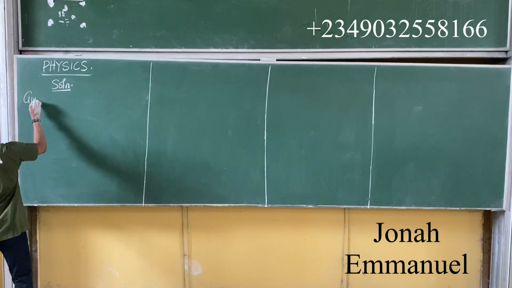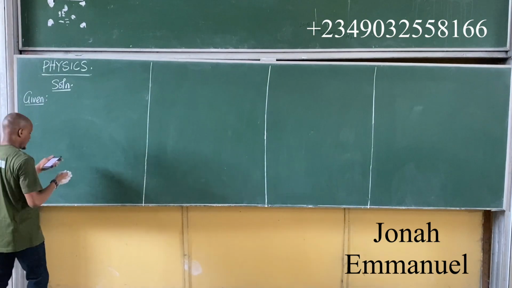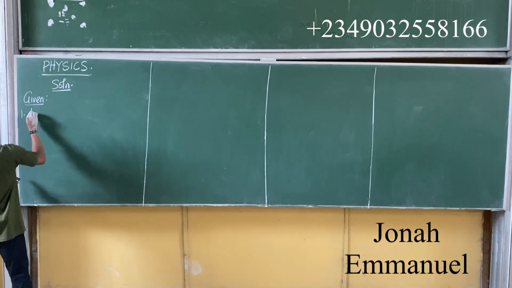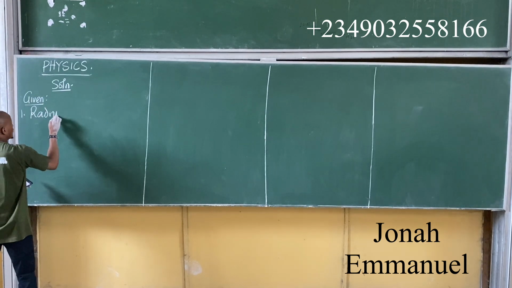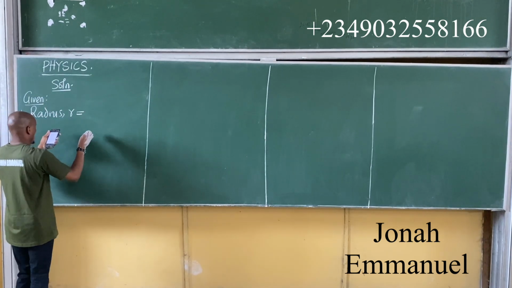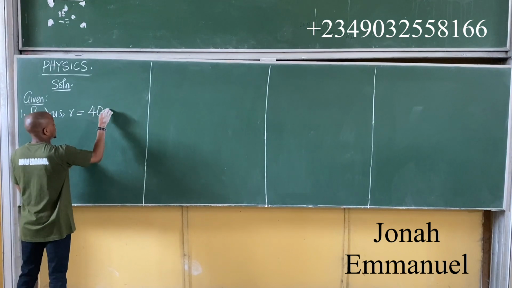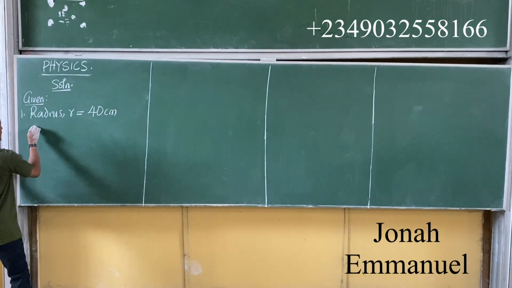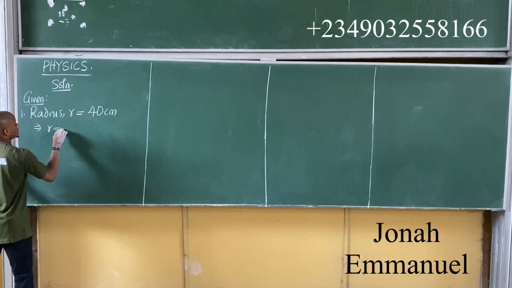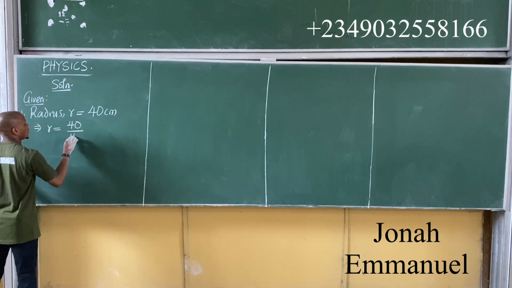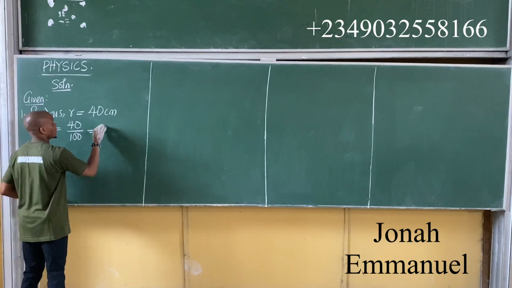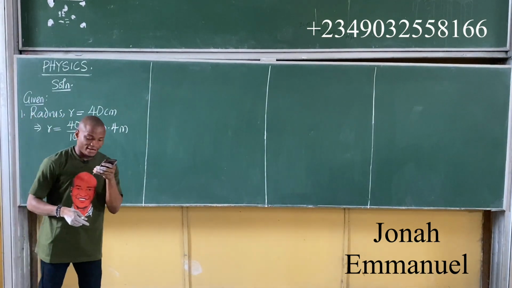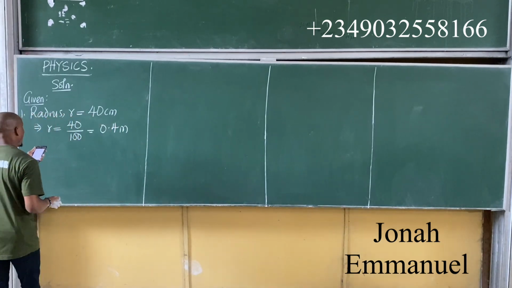Help me list out the given parameters. What are you given there? Number 1, I'm given radius R. How many there? 40 cm. Am I converting? Yes. Please convert this. From here, R is equal to 40 divided by 100. It gives you 0.4 meters.